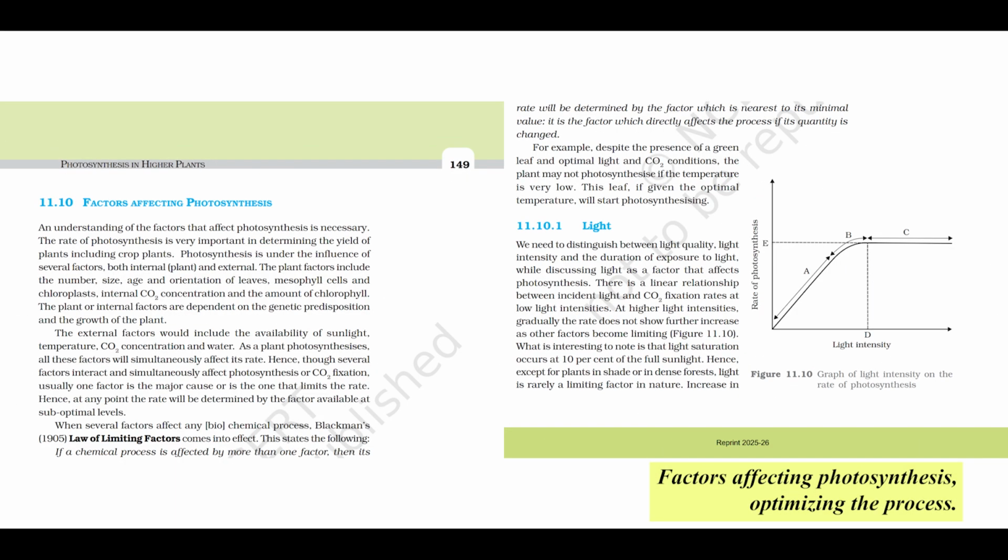Factors affecting photosynthesis, optimizing the process. Okay, so we've thoroughly explored the incredible mechanisms of photosynthesis, both C3 and C4. Now, it's essential to understand that the rate at which photosynthesis occurs isn't constant.